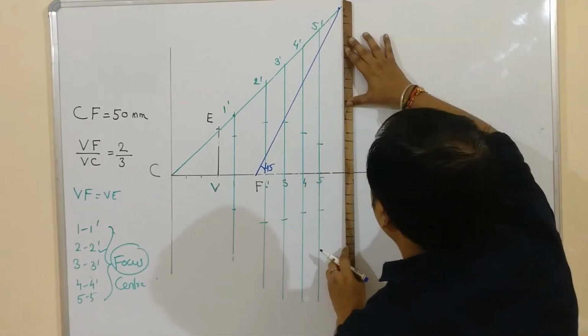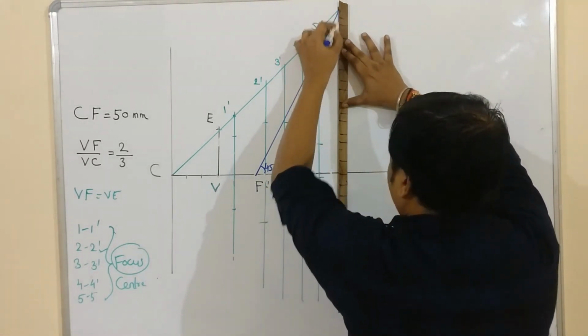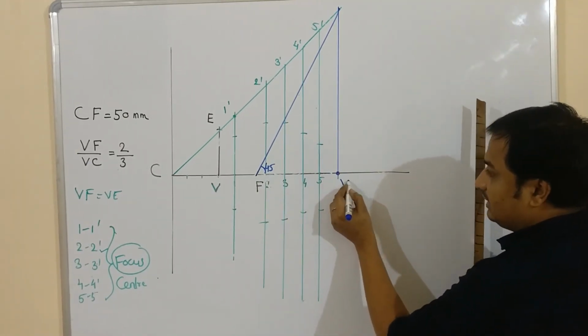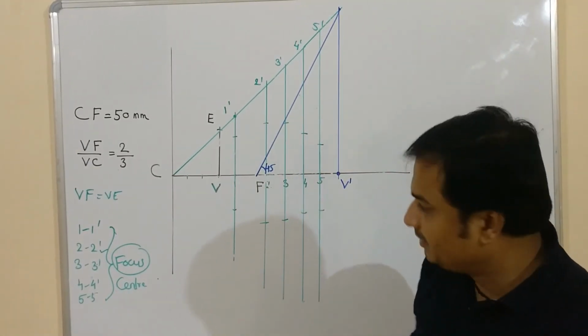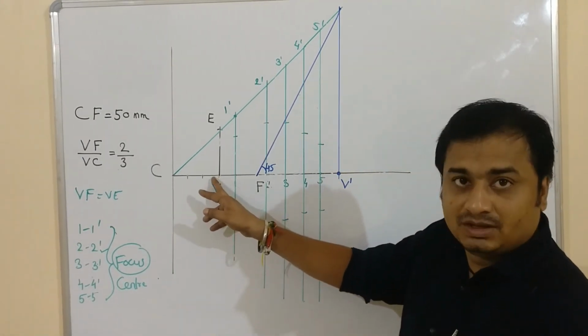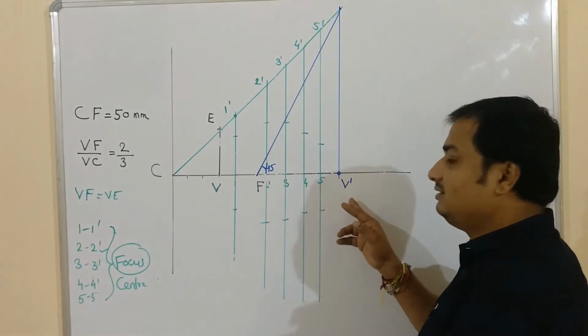So draw the vertical from that point. Wherever it cuts the axis, this is the second vertex. It will be named V dash. That means our ellipse is going to start from this V, and the ellipse is going to end at this V dash.